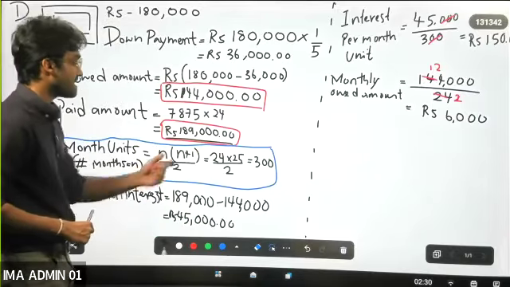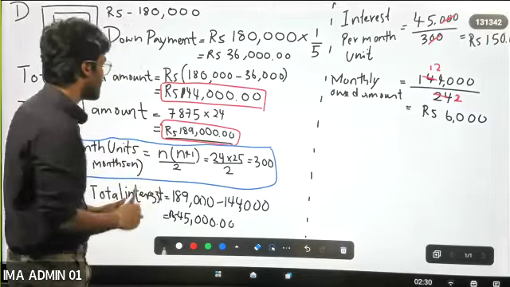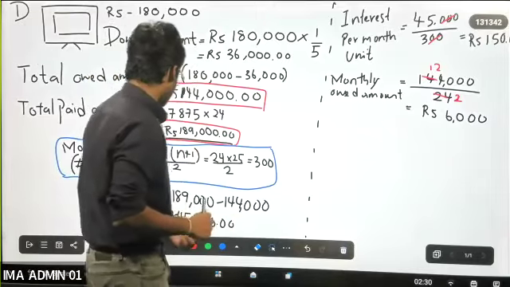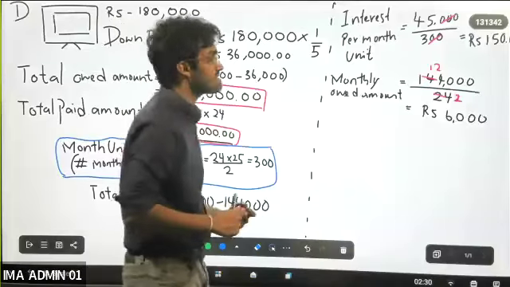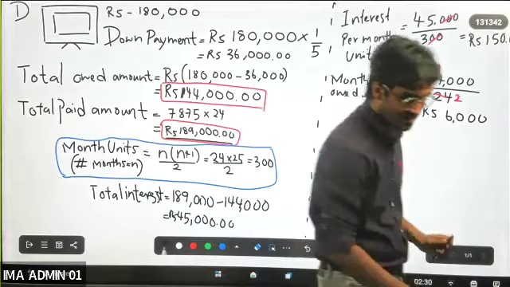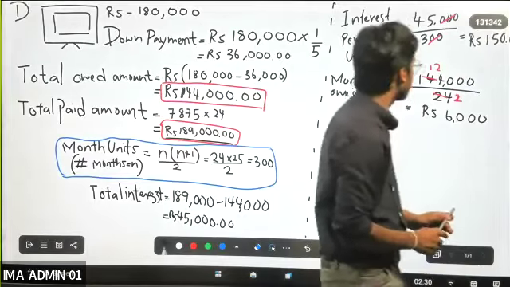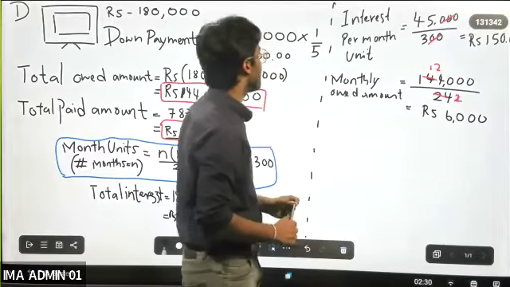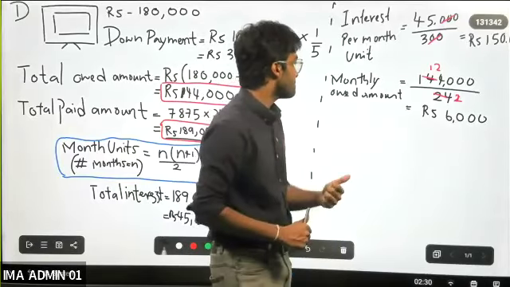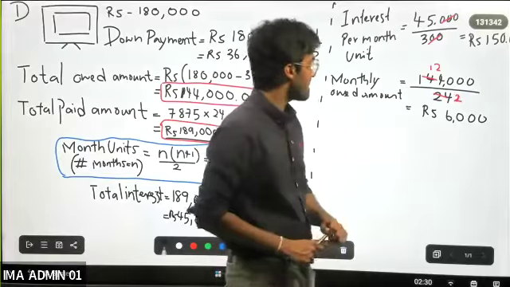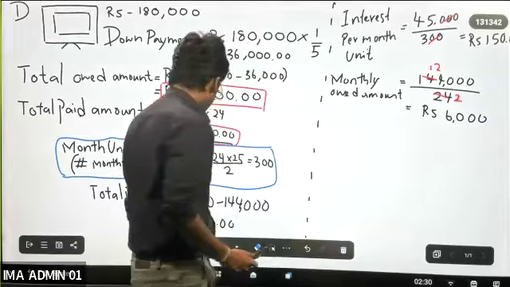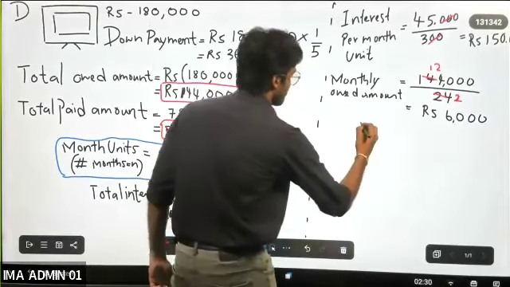Okay, this can't simply be divided by 24. This is how the figure is worked out. We have to divide by the month units to get the interest per month, because this is under the reducing loan balance. Okay, so 150 is the monthly interest per unit, and we found out the monthly owed amount as 6,000. What is it? Small thinking needs to be done.